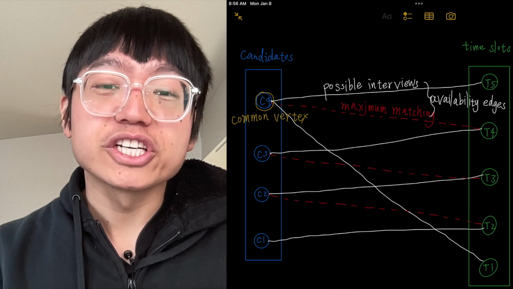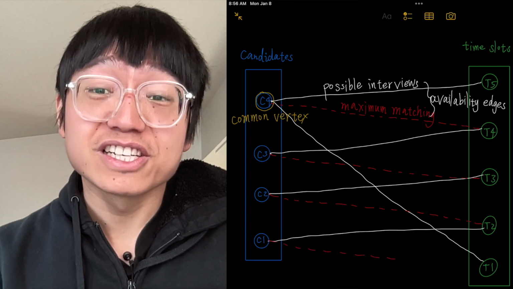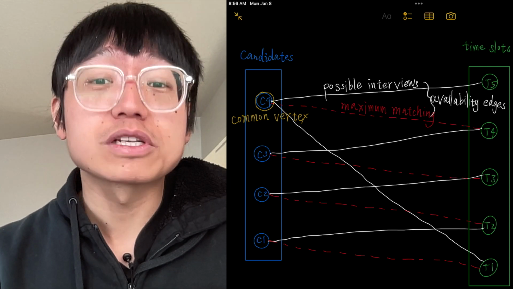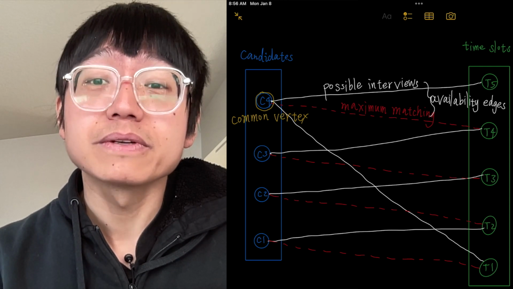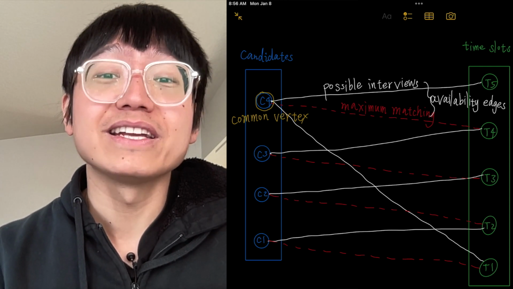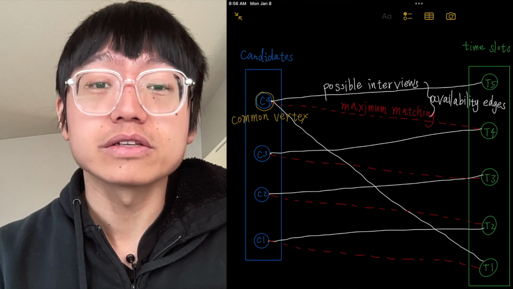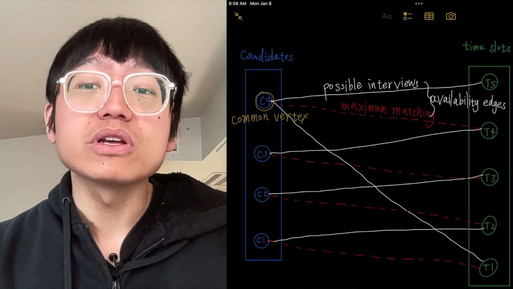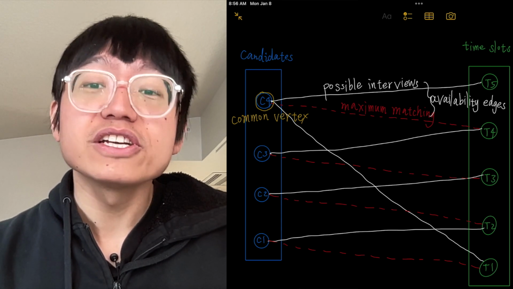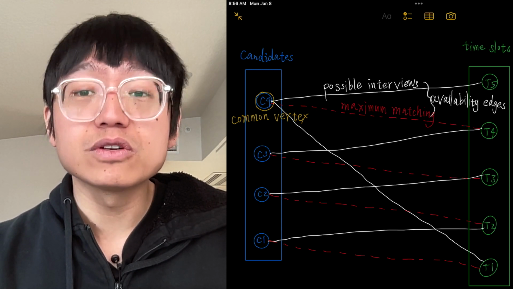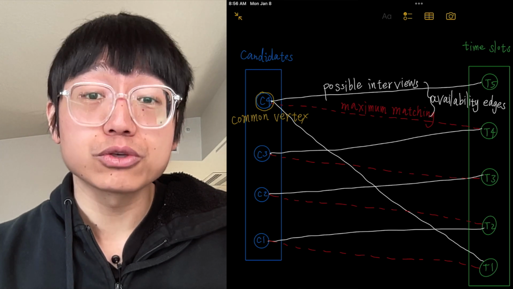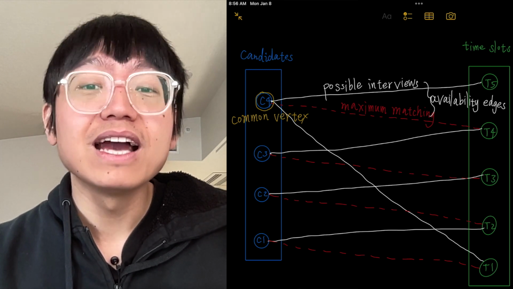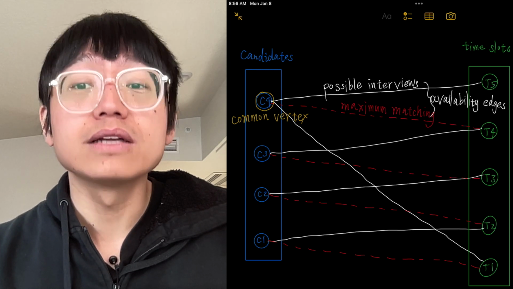The maximum matching is the largest set of edges such that no two edges share a vertex, which corresponds to scheduling the maximum number of candidates without any overlaps in the time slot. The resulting matching from the algorithm gives us the optimal interview schedule. Each edge in the matching represents the interview slot with a candidate, ensuring that each candidate is interviewed at most once and each time slot is used at most once.